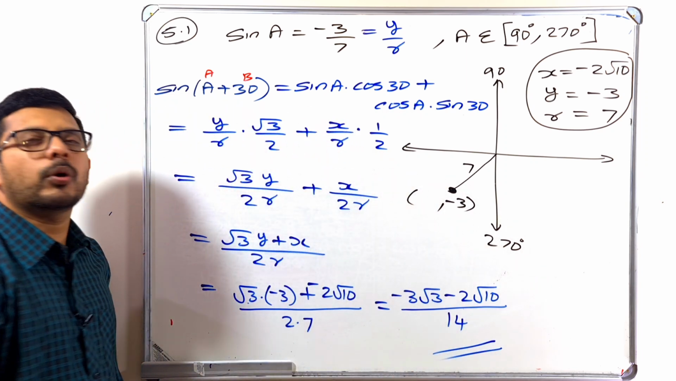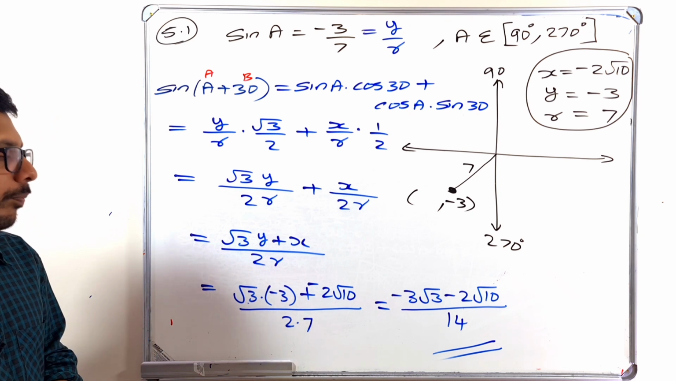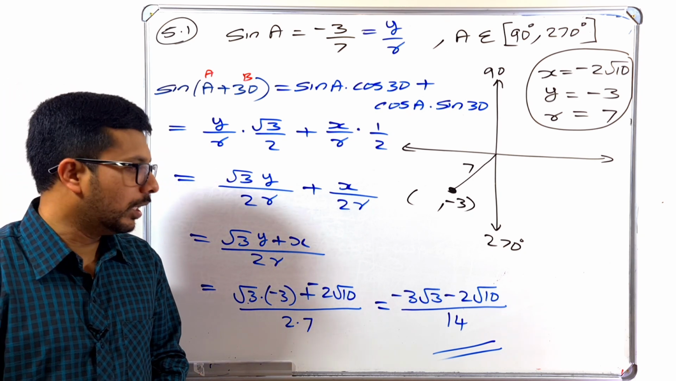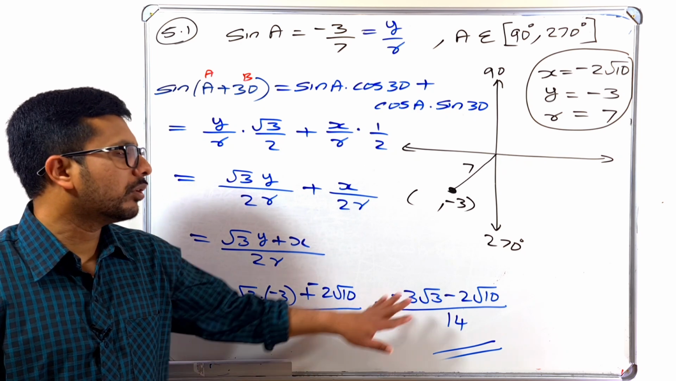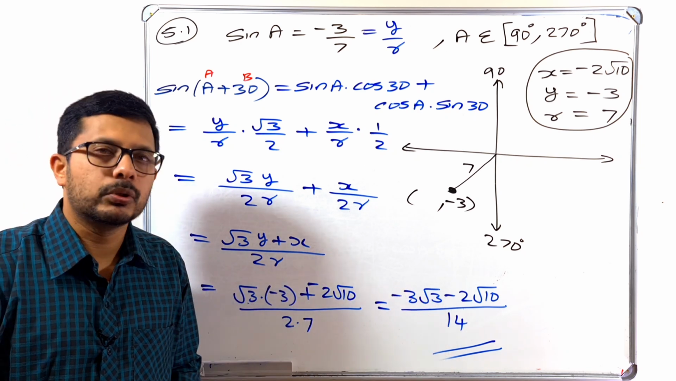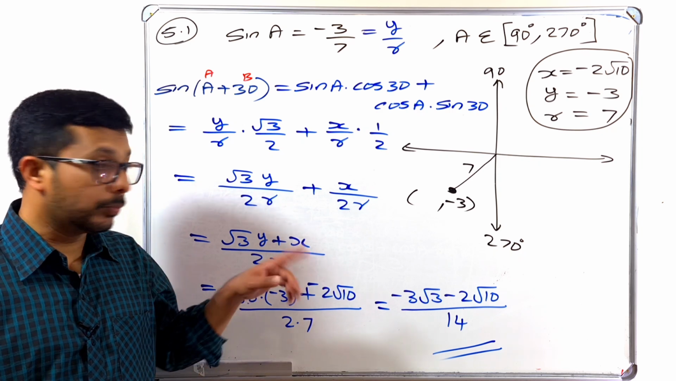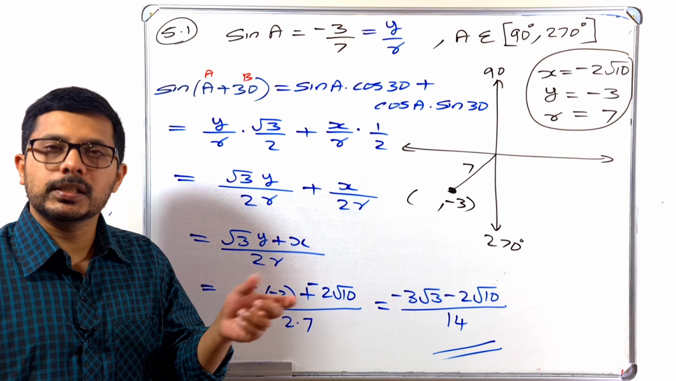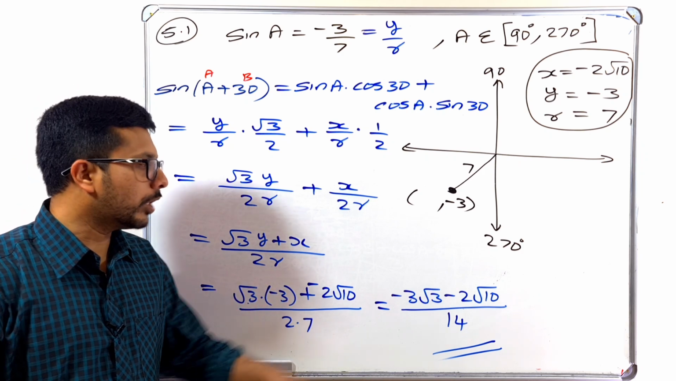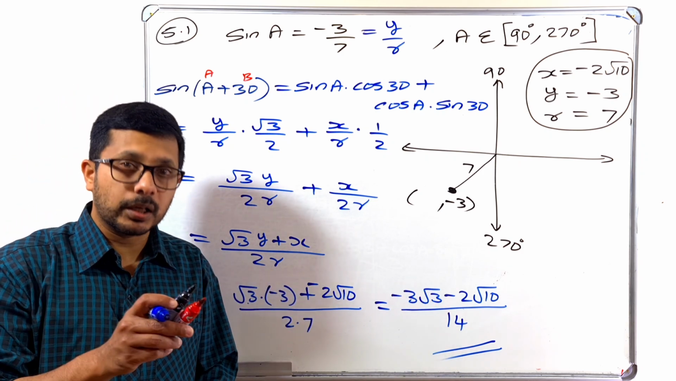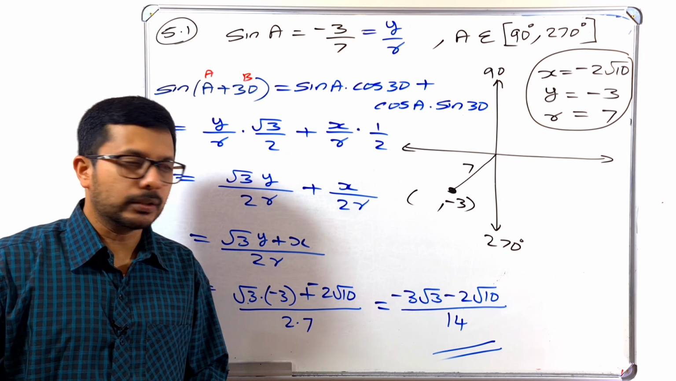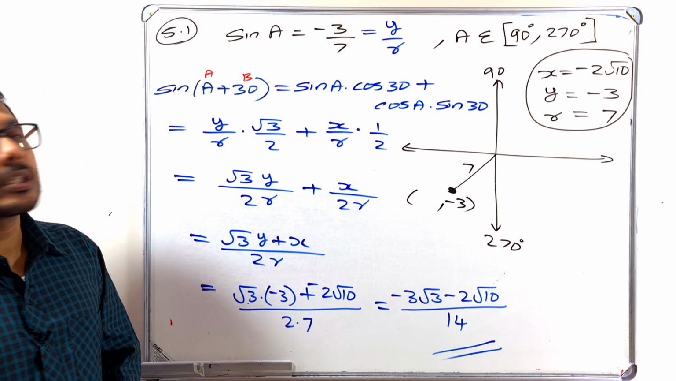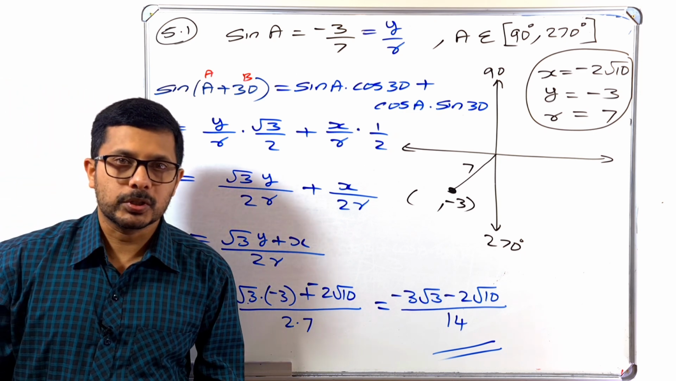It's not a good form, but anyway, that's the answer: minus 3 root 3 minus 2 root 10 divided by 14. You don't want to do anything on this one because we are not allowed to use a calculator. If you type it in your calculator, you will get a decimal number, but you don't want to do that. You can just leave it like that, and that's the answer. So that is question number 5.1. Now let's go to question number 5.2.